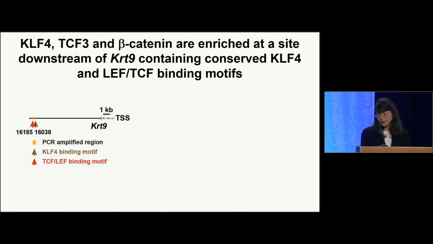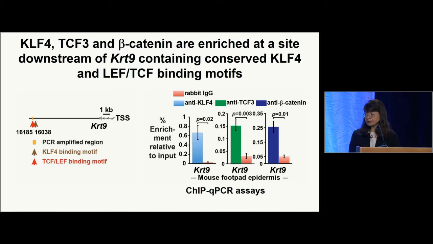So we then wanted to know whether these complexes actually directly regulate keratin 9. And consistent with this idea, we found binding motifs that are conserved among species for KLF4 and for TCF LEF factors downstream of the keratin 9 promoter. And by ChIP qPCR, we could show that KLF4, TCF3, and beta-catenin all bind to this region.